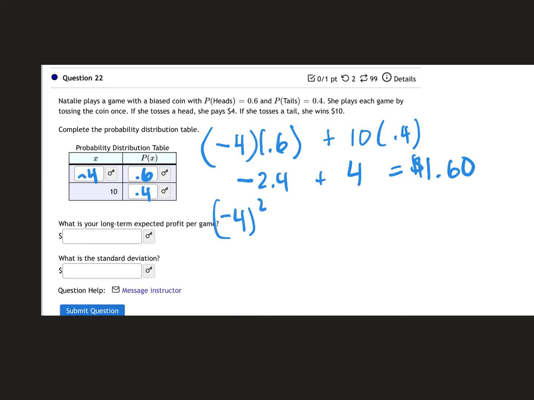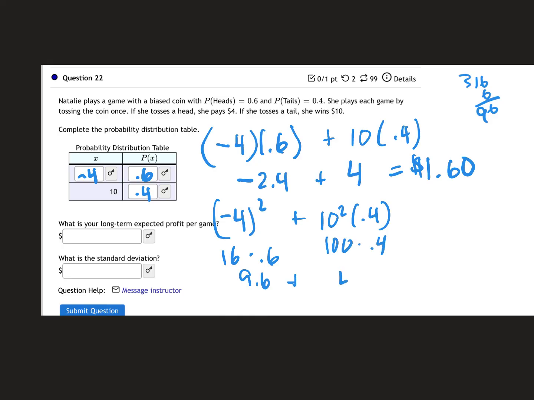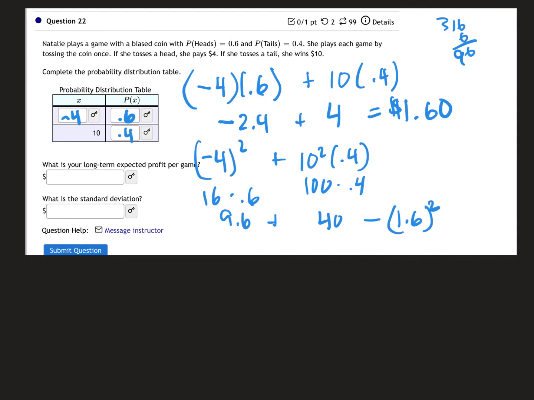All right, standard deviation. -4 squared is 16, times 0.6, plus 10 squared times 0.4, that's 100 times 0.4. 16 times 0.6 is 9.6, plus 100 times 0.4 is 40, minus 1.6 squared. You do this math, and that gives you the variance. Take the square root, and you get the answer.